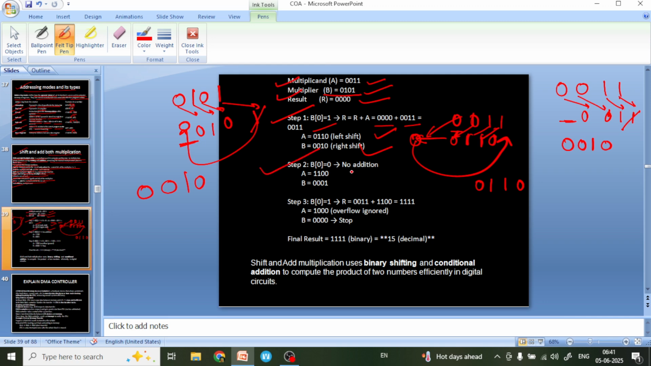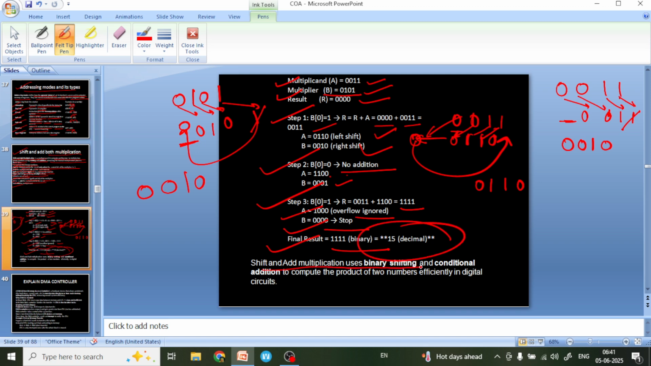After that, step 2: no addition, because the bit is 0. Again implement the left shift and right shift, and you will get this. Step 3: now we will add 0011 and 1100. We add these numbers, overflow is ignored, and B's value becomes 0000, so we stop. The final result will be this, and it will be 15.